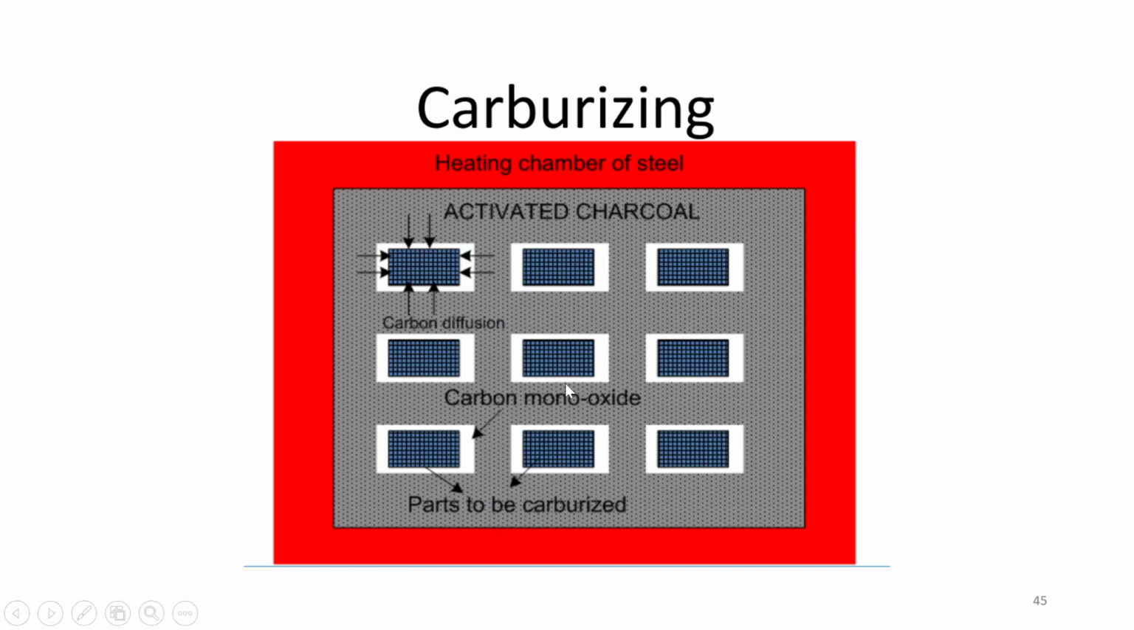This is the carburizing process. Here a heating chamber of steel is shown. You can use various carbon sources. Some of the examples include activated charcoal, and another is carbon monoxide gas. The parts which are to be carburized are kept here and covered with the sources of carbon, and then time for diffusion is given.